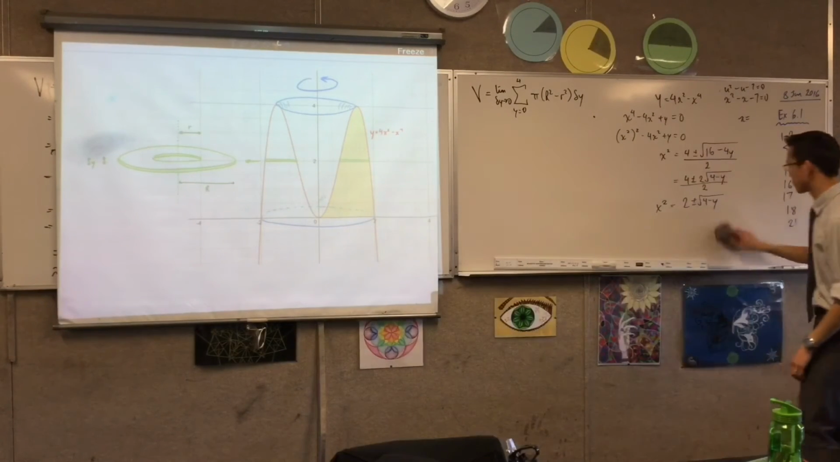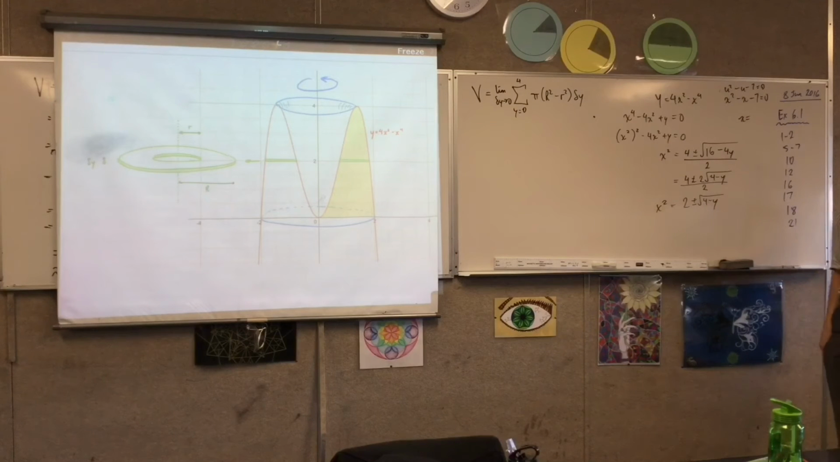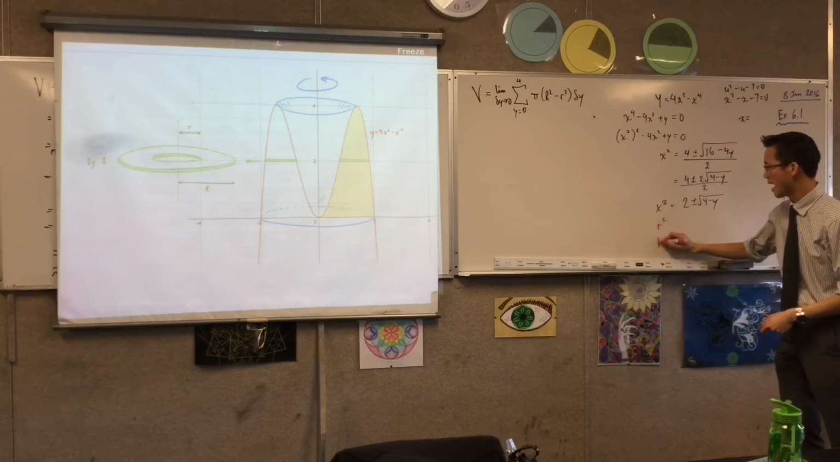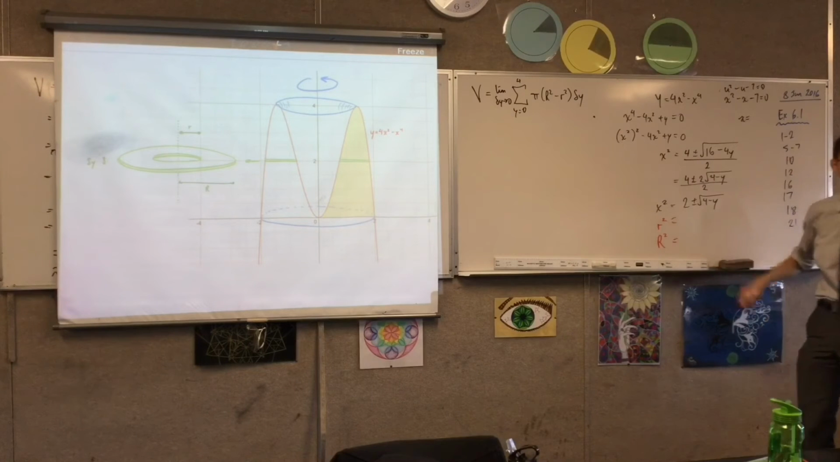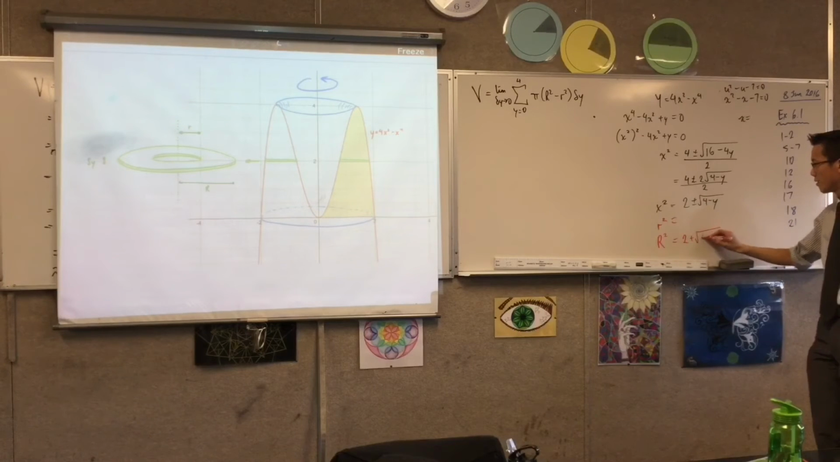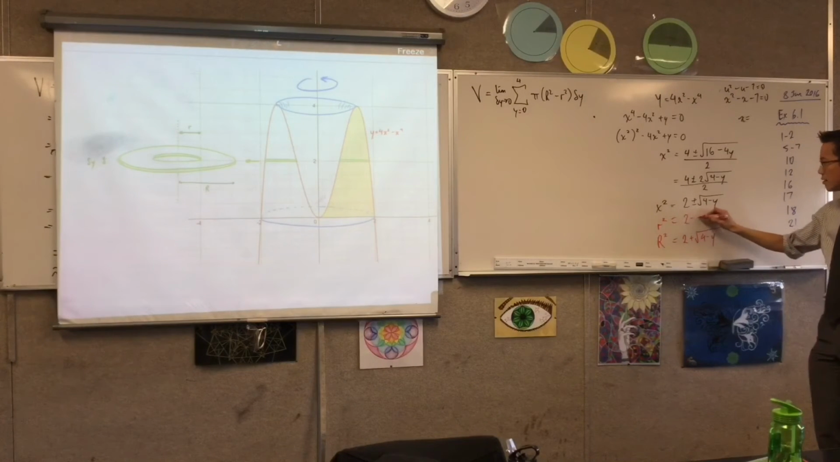Let's come back to this. Which one is which? For x squared equals this, one of them is the inner radius. I'm going to call that r squared. And one of them is the outer radius. Which one is which? The outer radius is the one that has the plus, and the inner one is the one that has the minus.